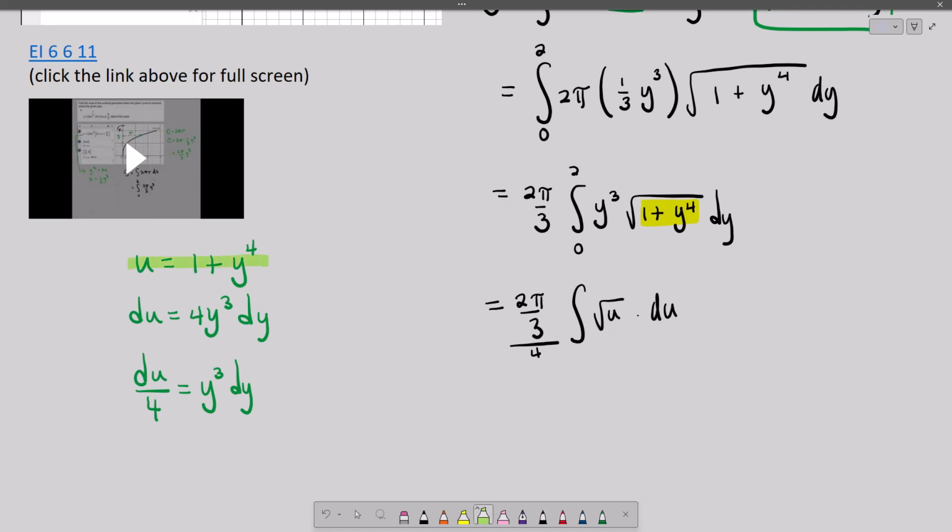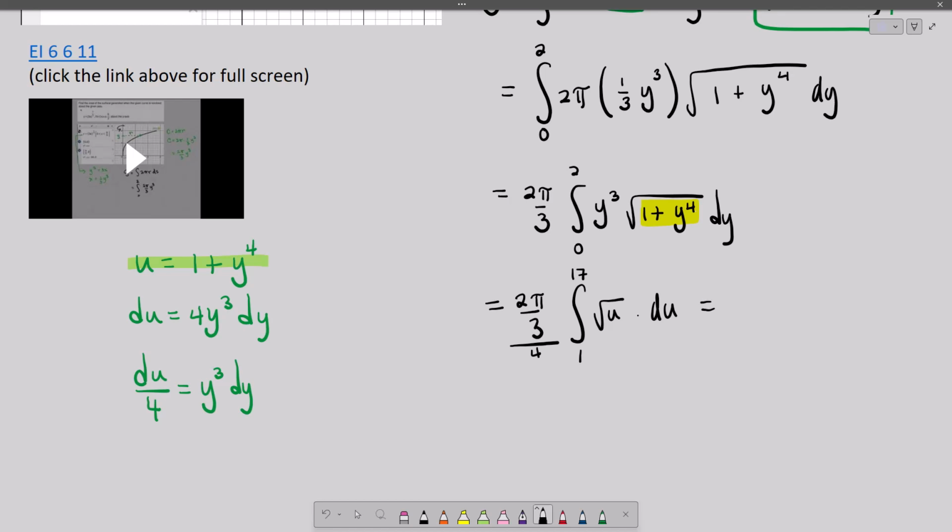formula right there. This tells us if y is 0, plug in that y equals 0, we're going to get u equal to 1. If we plug in y equals 2 here, 2 to the 4th is 16, plus 1 is 17. So that would be pretty easy to convert to u's. So in this case, let's do it.